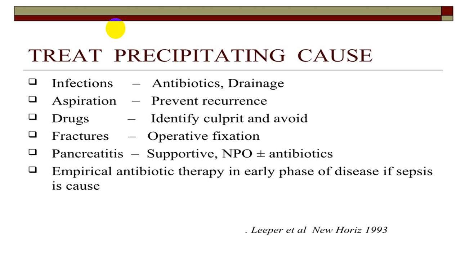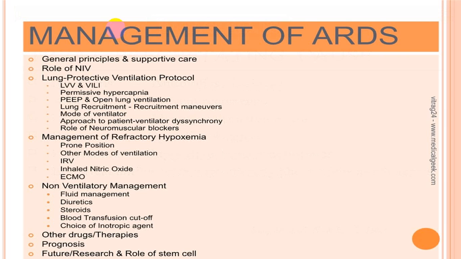For infection, antibiotics, drainage. In aspiration, again prevent recurrence. In drug-induced cases, stop the drug which is producing the damage. In case of a fracture, operative fixation. In pancreatitis, treatment of pancreatitis. In suspected sepsis, you can give empirical antibiotics. These are all the things which you do in case of ARDS.